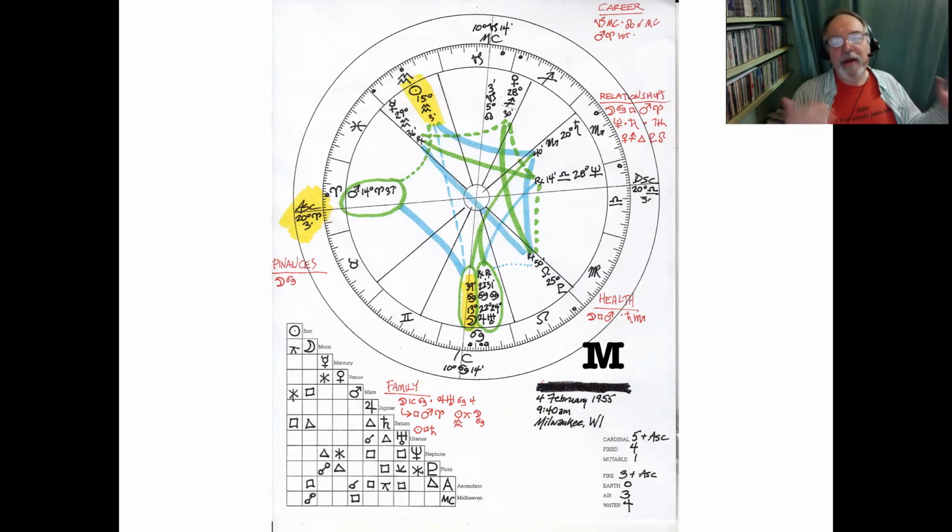I tried to explain, you've got Saturn trining your moon, you're protected. You know, you can keep people, if not at arm's length, at least you don't have to get sucked in.